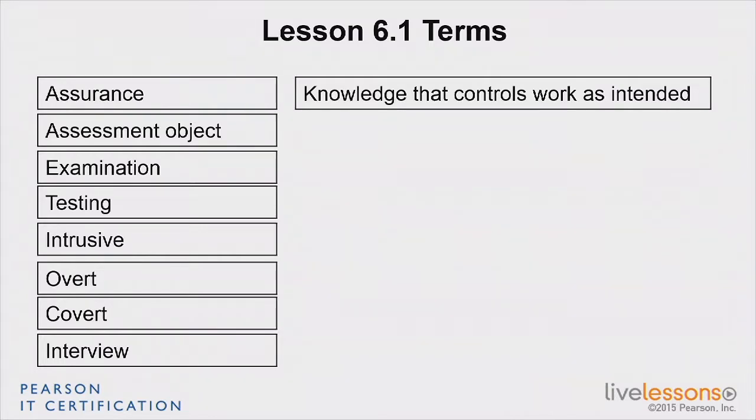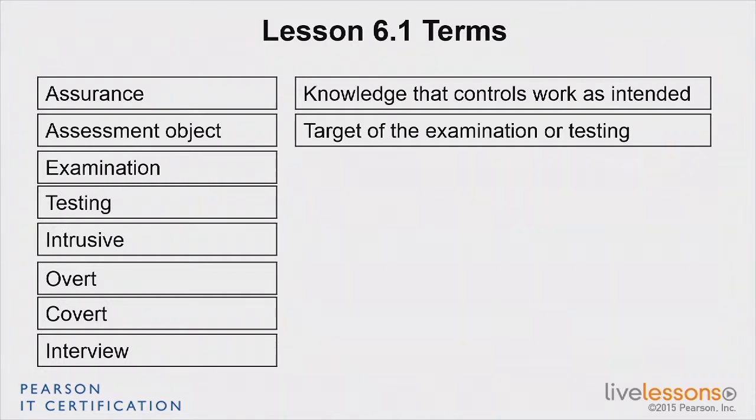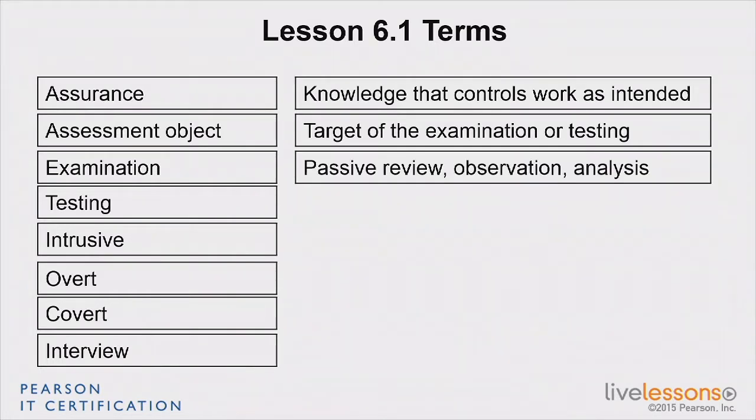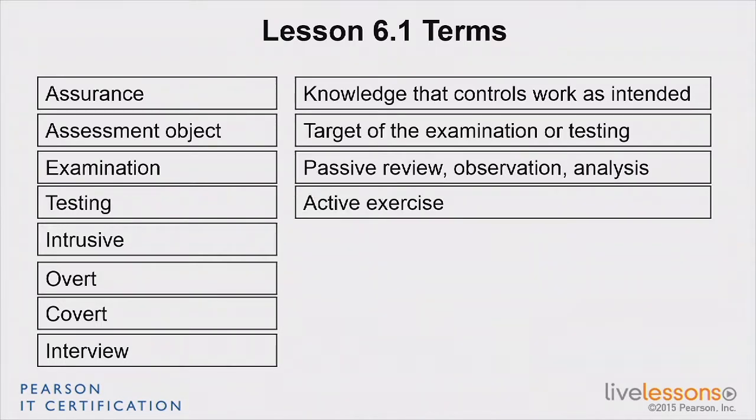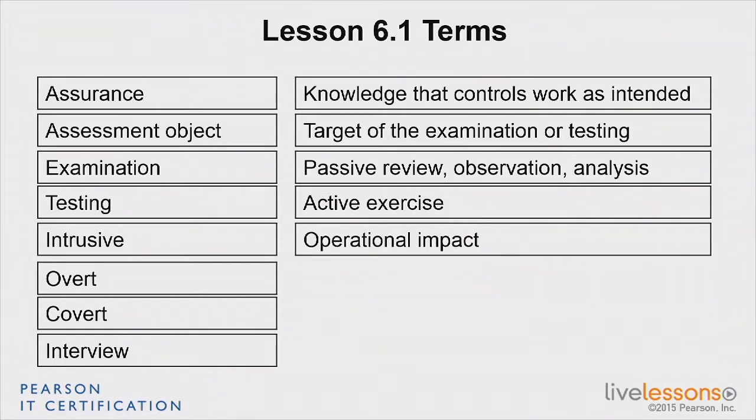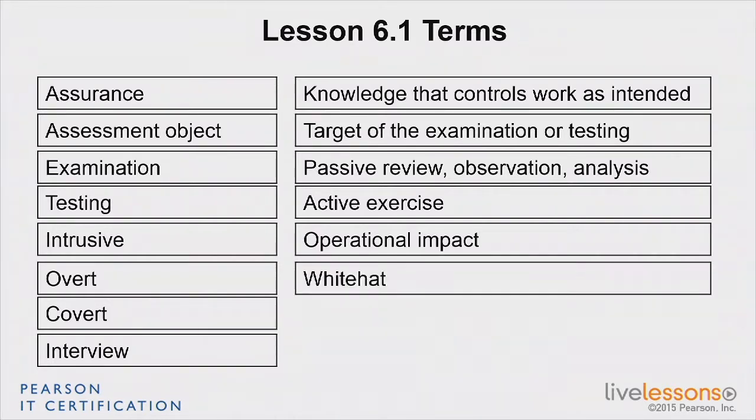Assurance is knowledge that controls work as intended. Our assessment object is the target of the examination or testing. Sometimes that will also be referred to as our assessment target. So assessment object, assessment target, they're really interchangeable terms. An examination is passive. It can be a passive review, could be observation or analysis. Testing is going to be an active exercise. Remember that testing can sometimes be intrusive. Intrusive means to have an operational impact.